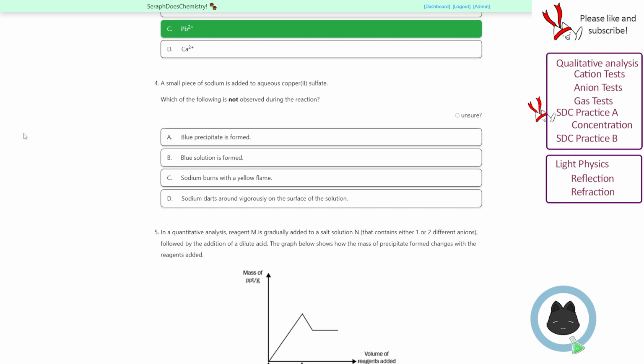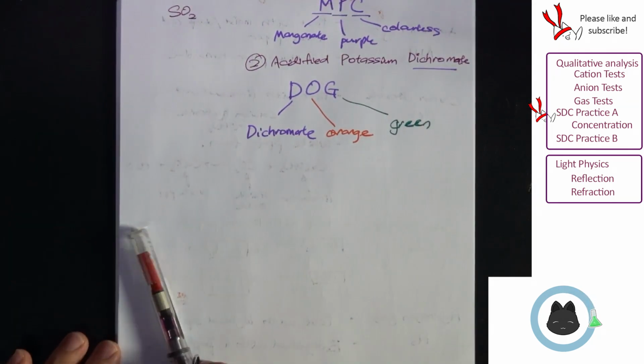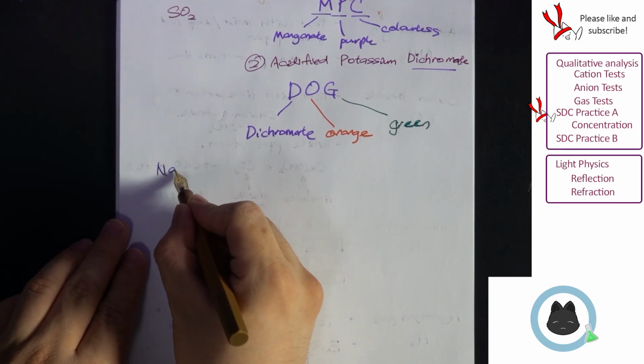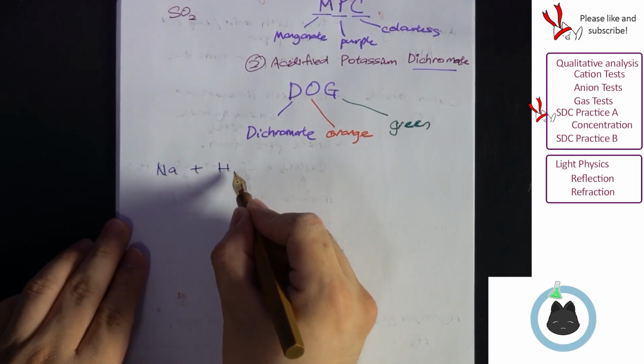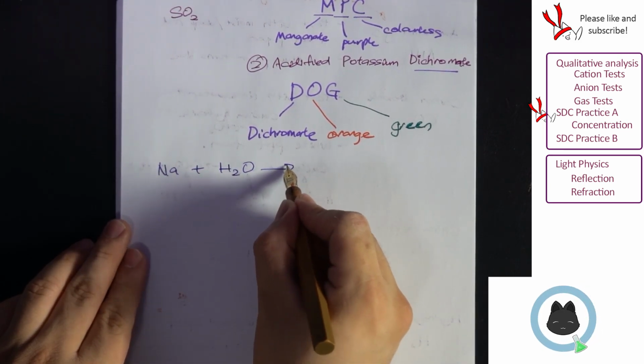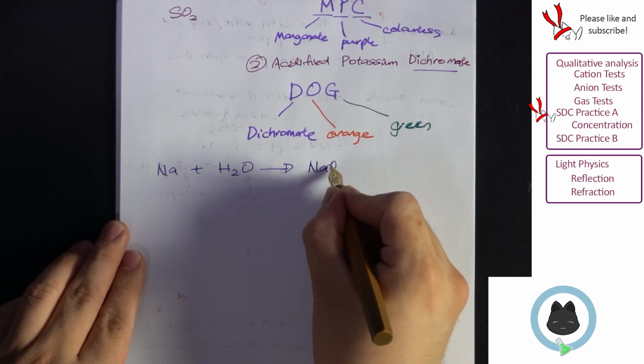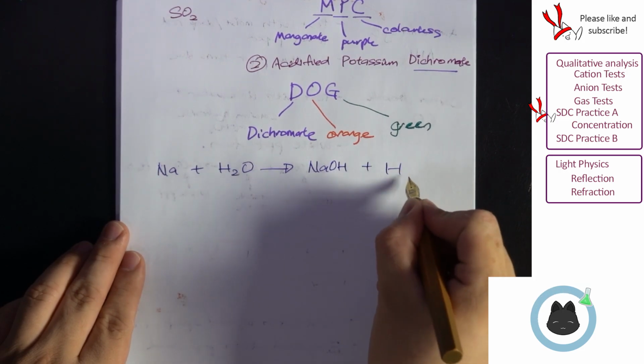A small piece of sodium. Okay, question 4 is a little bit more tricky. So there's layers to it, okay? First of all, when you have sodium and it touches water, what happens? Vigorous reaction. So then what forms? Hydrogen. Agree? So you form sodium hydroxide and hydrogen.